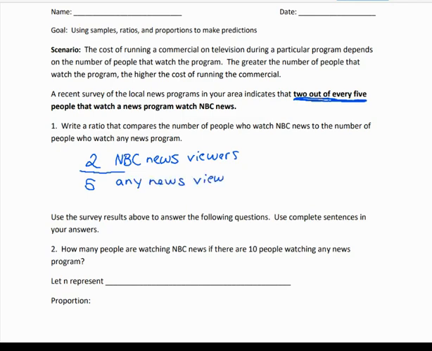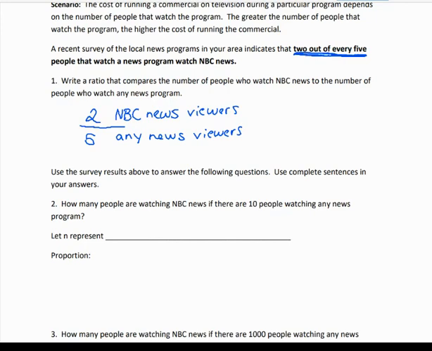So that any news viewers means, okay, maybe they're watching ABC, maybe they're watching CNN, maybe they're watching Fox, right? So it's saying out of 5 people who are watching the news, 2 of them are specifically watching NBC News. This is the ratio we're going to use for all the questions. Okay, so make sure we wrote 2 out of 5 correctly. 2 is up top. That represents NBC. And 5 means any news.